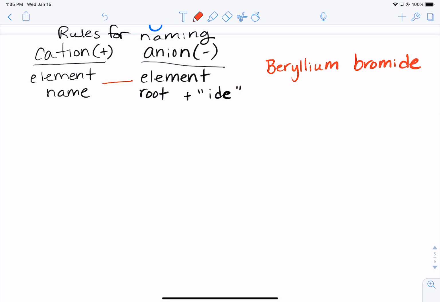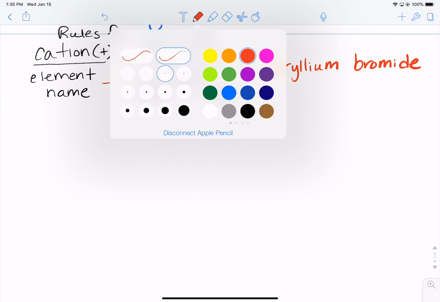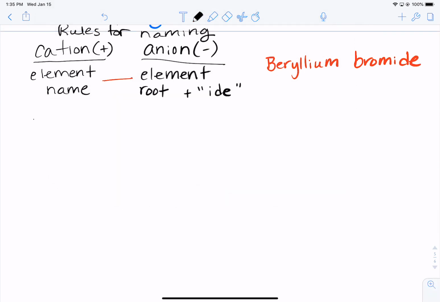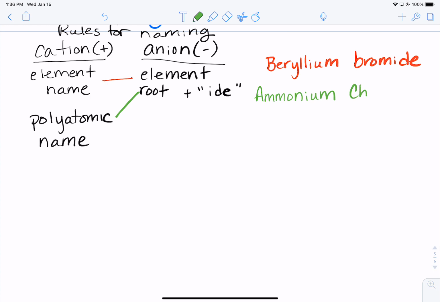Now, if the cation happens to be a polyatomic ion, what you simply do to name it is you do the polyatomic name. So if you had a polyatomic cation and it bonded with just a regular element, it would be something like ammonium chloride.